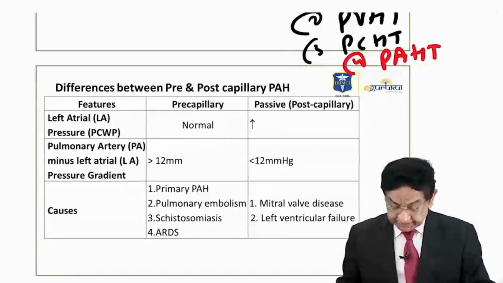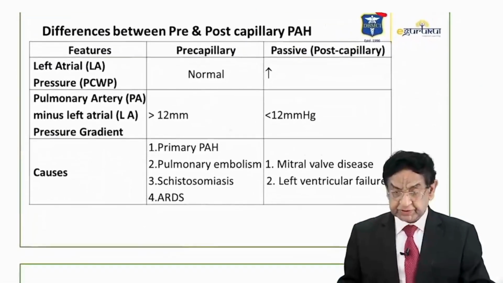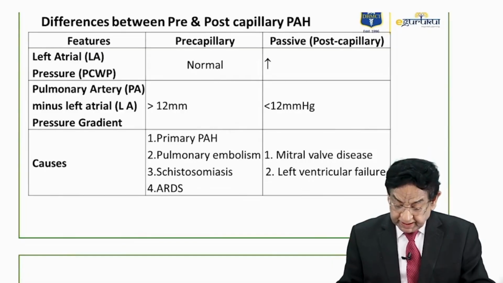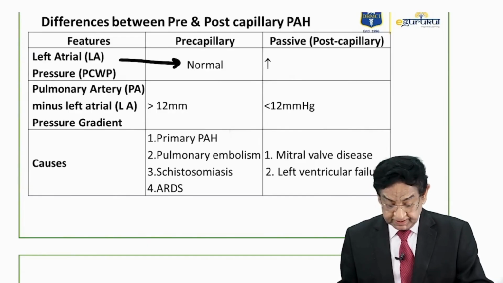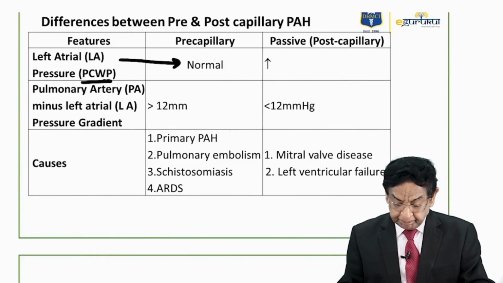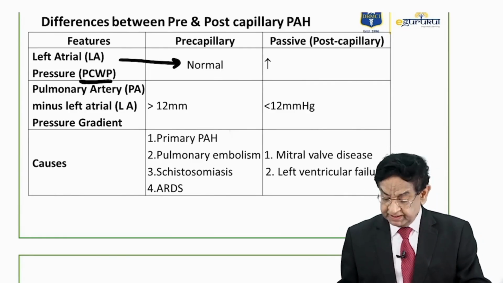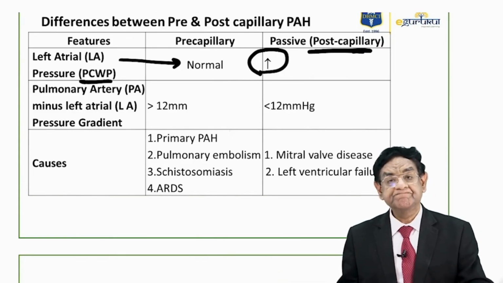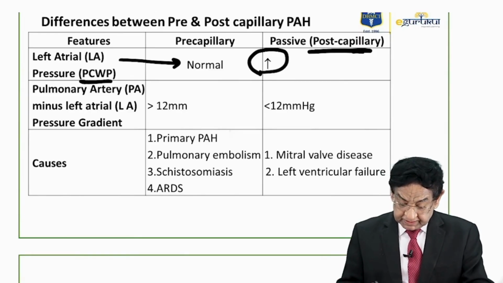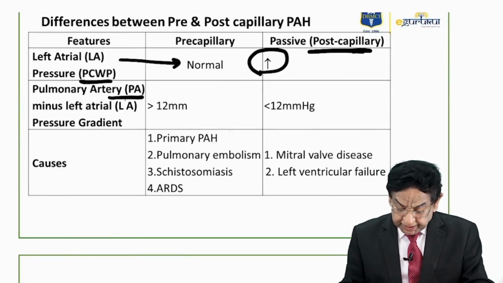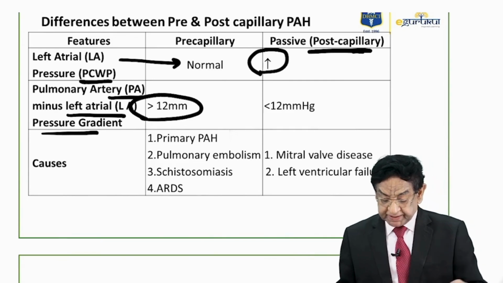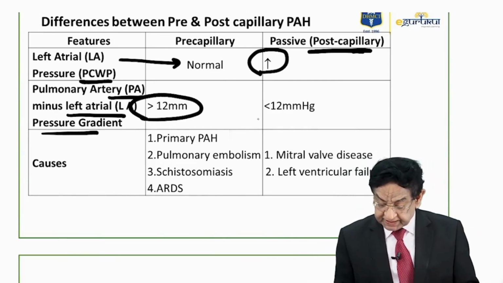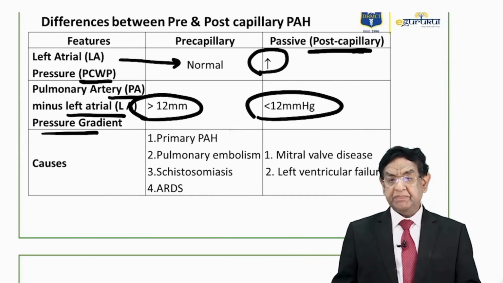Having learned the basics, now I will give you a summary of the two. LA pressure is normal in pre-capillary, and LA pressure we measure by pulmonary capillary wedge pressure. It is increased in post-capillary. Then the pulmonary artery and LA pressure gradient is more than 12 millimeter of mercury in pre-capillary. Here, in post-capillary, it is less than 12 millimeter of mercury.